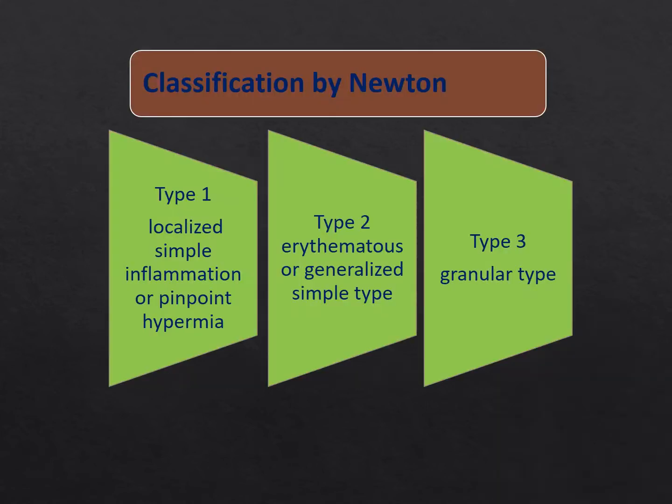The classification of denture stomatitis was given by Newton. It is broadly classified into type 1 to 3. Type 1 is simple localized inflammation or pinpoint erythema, hyperemia. Type 2 is erythematous and generalized denture stomatitis. And type 3 is a granular type of mucosal appearance in stomatitis, which is seen in chronic cases.